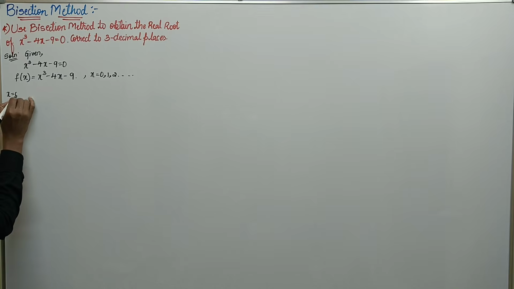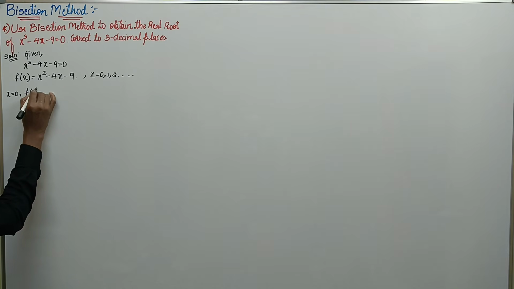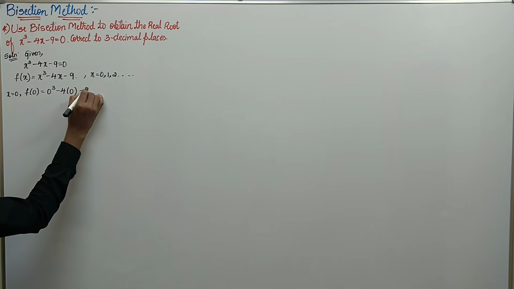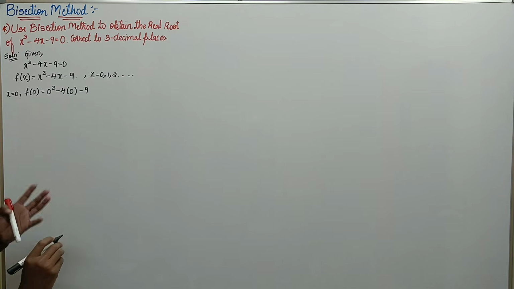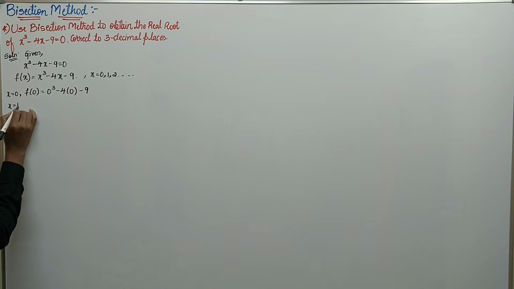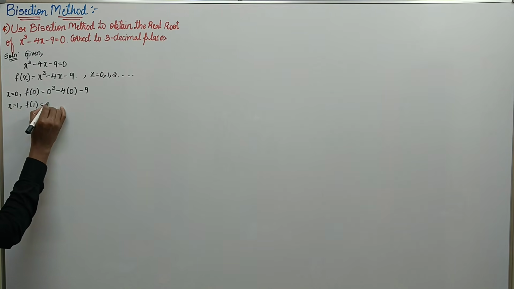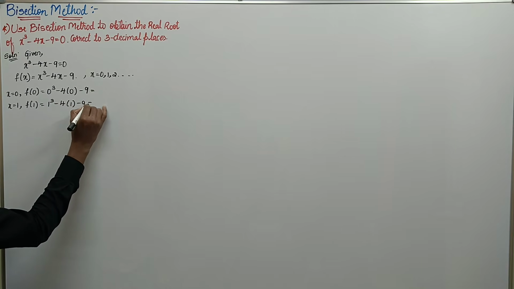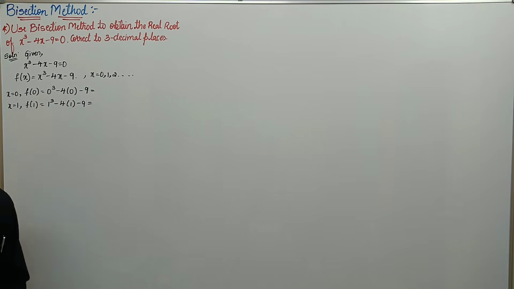Now x equal to 0, f of 0 is equal to 0 cube minus 4 into 0 minus 9. Next, x equal to 1, f of 1 is equal to 1 cube minus 4 into 1 minus 9. How to represent the solution? I am going to show you in the calculator.